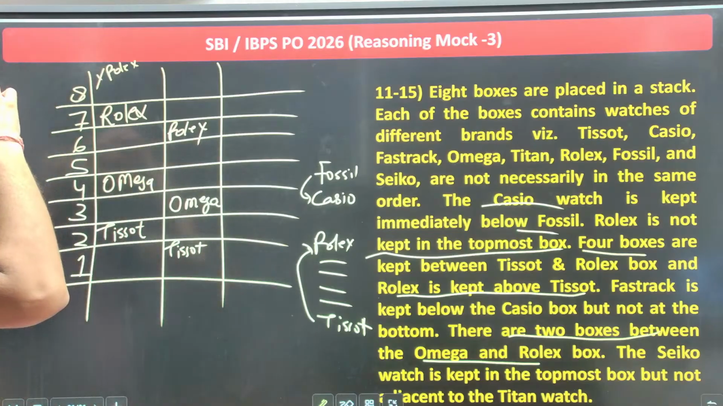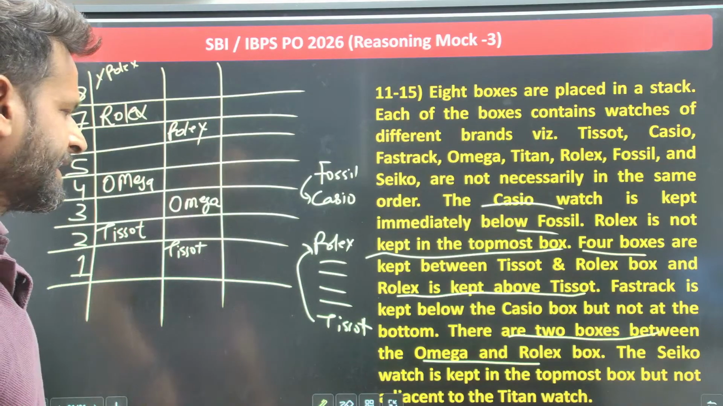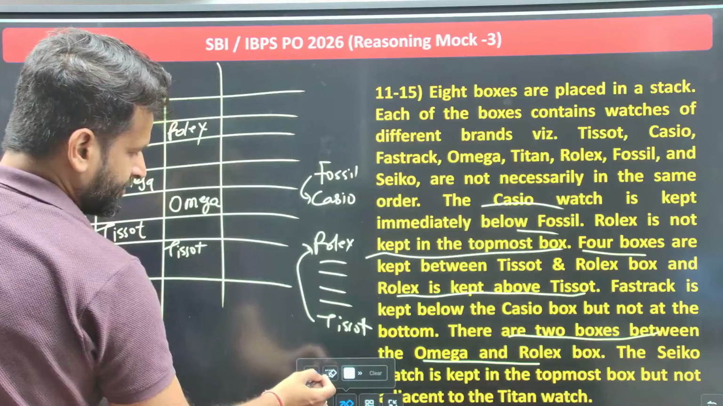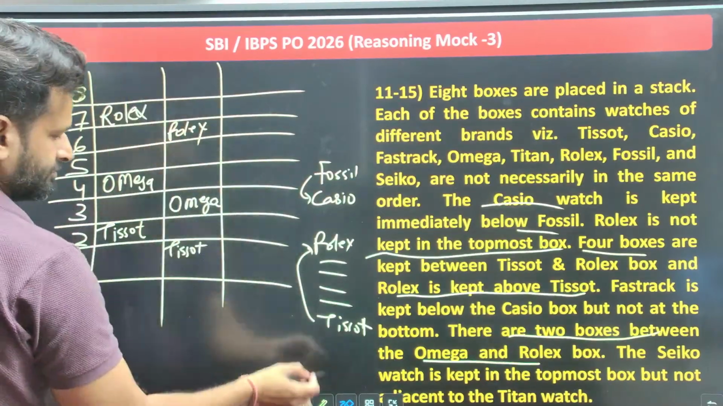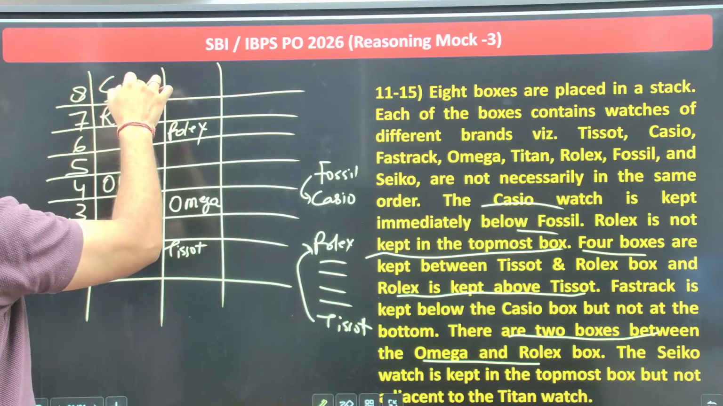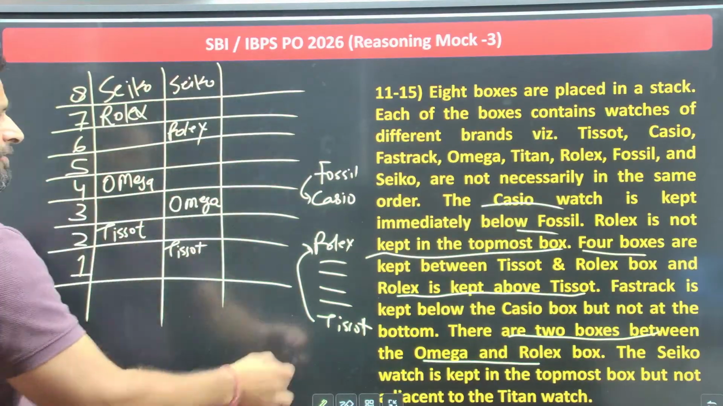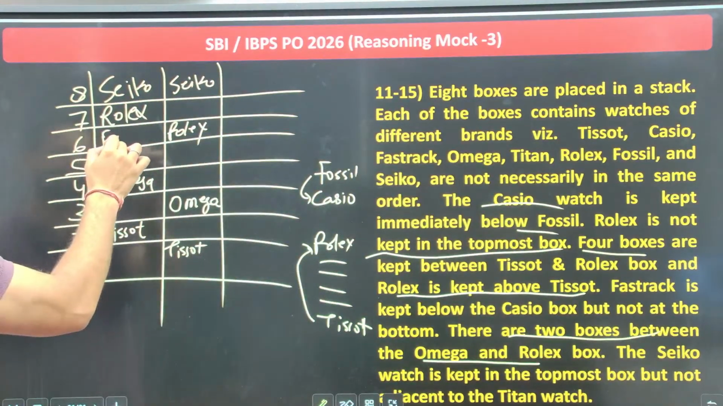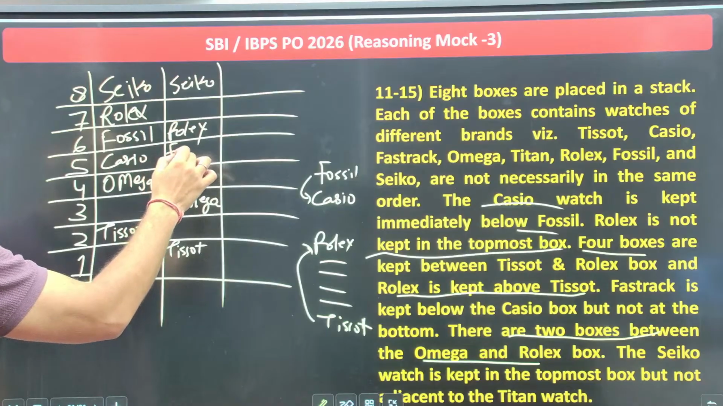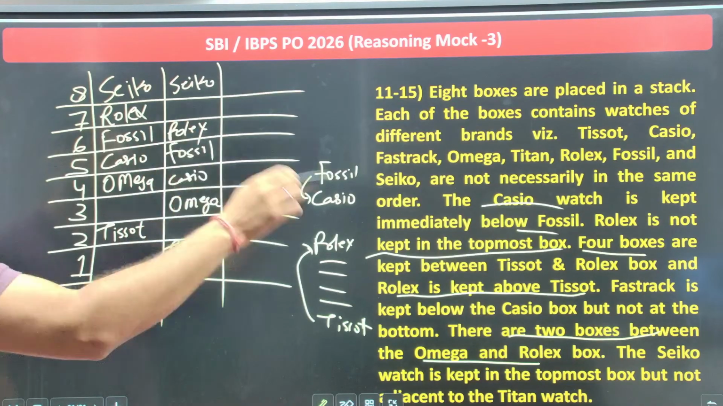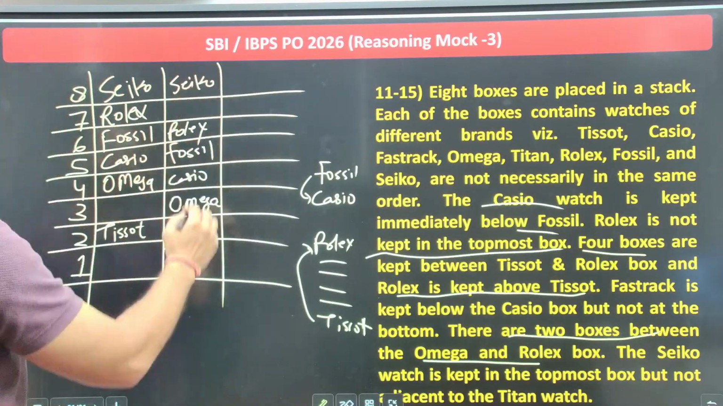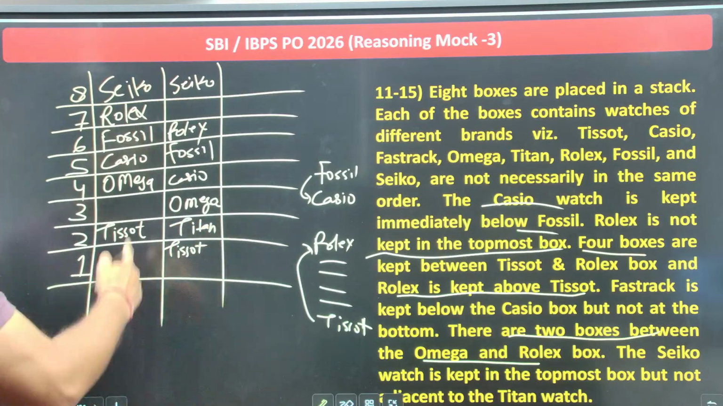Related to Fossil and Casio. Let's see. Seiko is topmost. Seiko is kept in the topmost. At the very top, this will be Seiko. What is the spelling? Seiko. Now, Fossil and Casio. This has to be Fossil because I need two immediate vacant places, Fossil and Casio. Here also this will be Fossil and Casio. Okay. Now let's read. Seiko is topmost, not adjacent to Titan. Seiko is not adjacent to Titan, so here I can easily place Titan. Let's see this.